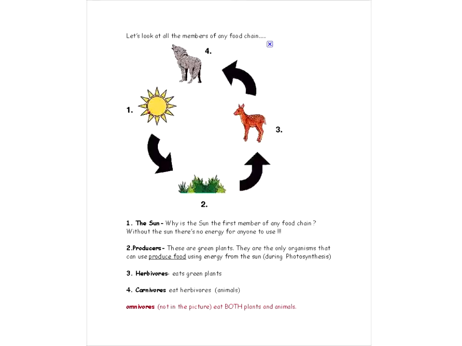Where does it go next? Well, we can see that number 2 is producers. Producers is a name for green plants. The reason we call them producers is that they're the only organisms that can actually produce food using energy from the sun. They produce sugar, and that's during the process of photosynthesis.